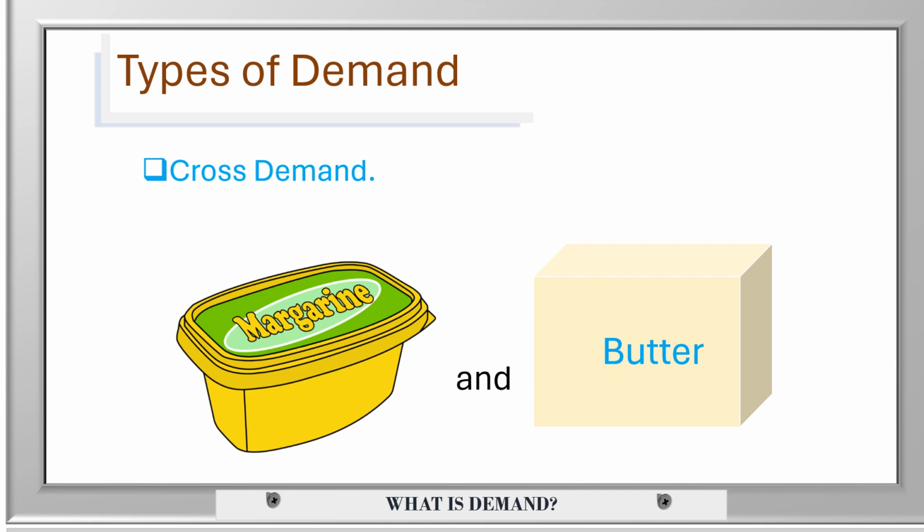Essentially, this gauges how alterations in the cost of one item can impact the market for a different but related one. And it means that the demand for a particular product is not solely determined by its price, but also by the cost of another related good. For example, the sensitivity of butter's demand in response to changes in the price of margarine.